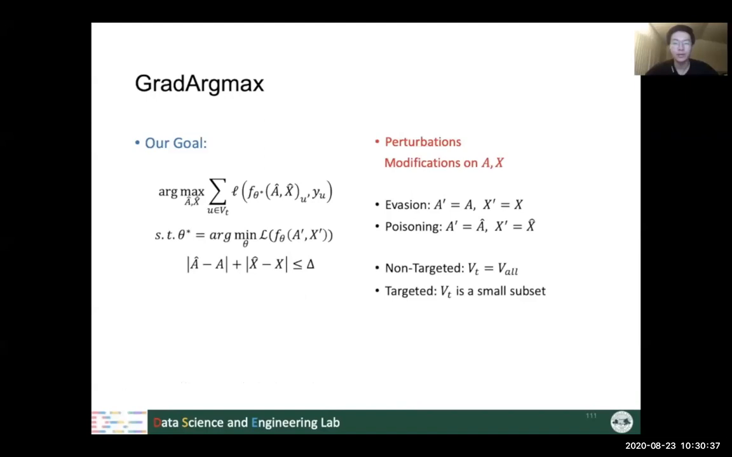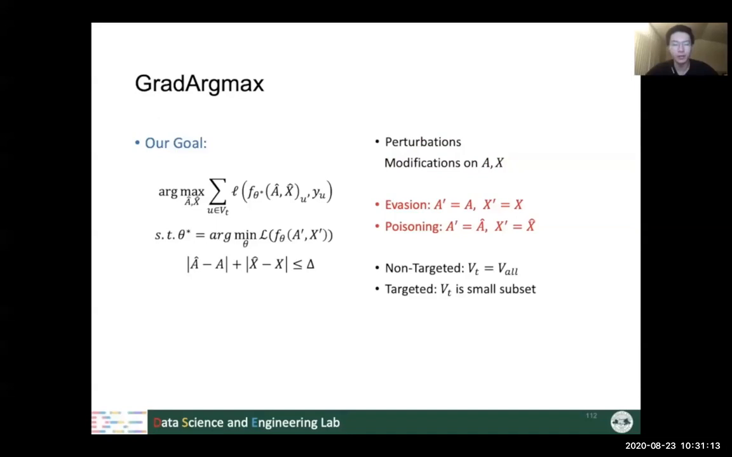Based on the formulation we just introduced, if we want to do structure modification, we can just change A. If we want to do feature modification, we can just change X. If we want to perform evasion attack, A prime and X prime should be the original adjacency matrix and the feature matrix to make sure that the GNN is trained on the unattacked graph. But for poisoning attack, A prime and X prime should be the attacked graph to make sure the GNN is trained on the attacked graph.